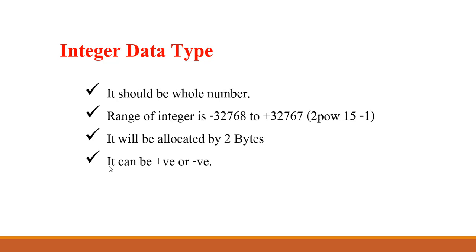But sometimes we take only positive values. That is different; it starts from 0 again, 0 to 65,535, which is 2 to the power of 16. We'll discuss that later. Here we say 2 to the power of 15: minus 32,768 to plus 32,767, because an integer can store positive as well as negative values, both plus and minus.